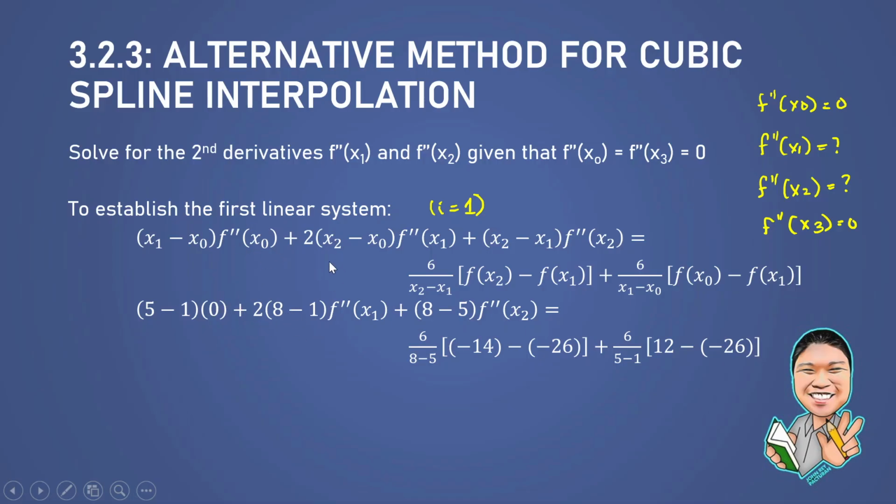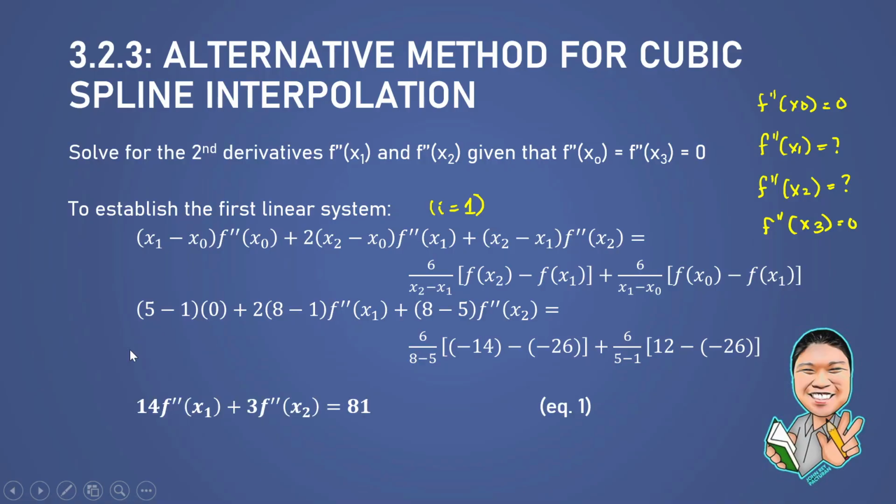Plus 2, ang x sub 2 is 8, ang x sub 0 is 1. f double prime ng x sub 1, unknown siya. And plus 8 minus 5 kasi x sub 2 is 8, x sub 1 is 5. f double prime ng x sub 2, so unknown din siya. That is equal to, yun nga, 6 over x sub 2 minus x sub 1, which is 8 minus 5. The quantity, yung f of x sub 2 is negative 14 minus negative 26, then plus 6 over x sub 1 is 5, x sub 0 is 1. So the quantity 12 minus negative 26.